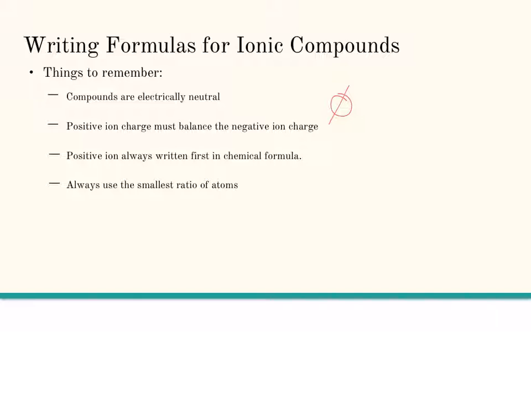When we write chemical formulas for ionic compounds, the positive ion is the one that is always written first, followed by the negative ion, and we want to make sure we always use the smallest ratio of atoms. So what that means is, let's say I come up with a formula of Na2Cl2. These subscripts right here represent the number of atoms that are involved, but since they're both 2, they could be reduced to NaCl. So we want to always use the smallest ratio of atoms when we're writing formulas for ionic compounds.